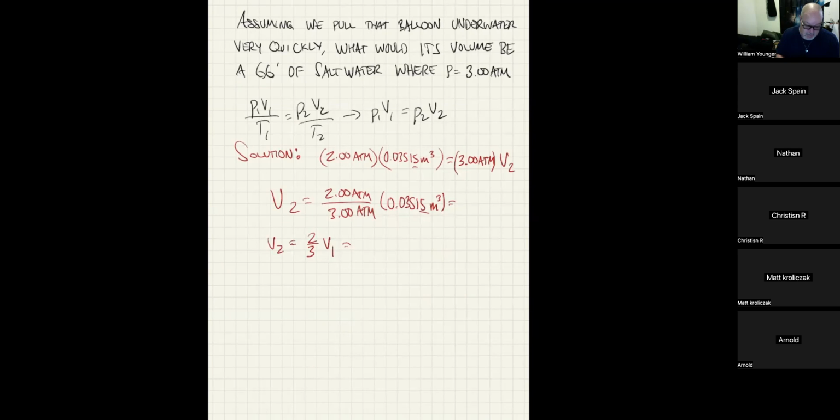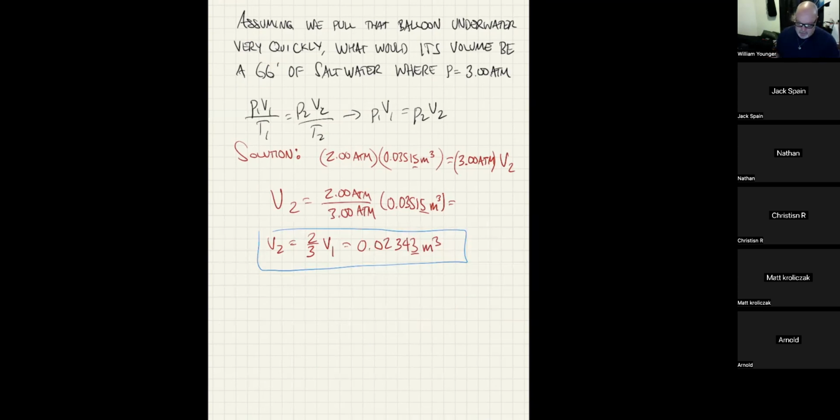But calculating that, I just have to take 0.03515 times 2 divided by 3, which gives me 0.02343 cubic meters. So that was another way of showing you both ways you can use the ideal gas law. You can use it as PV over T, or P1V1 equals P2V2, or you can use PV equals nRT. So I just wanted to show you an example like that.